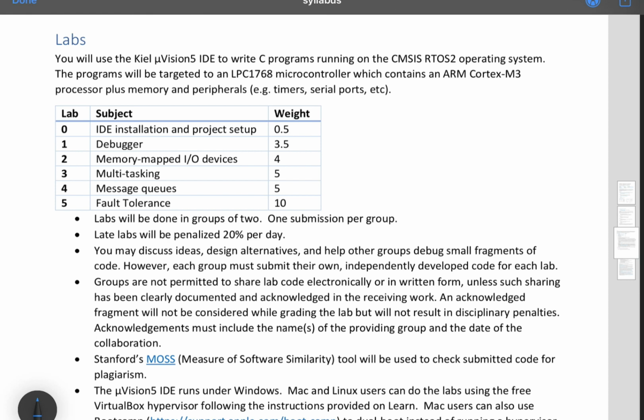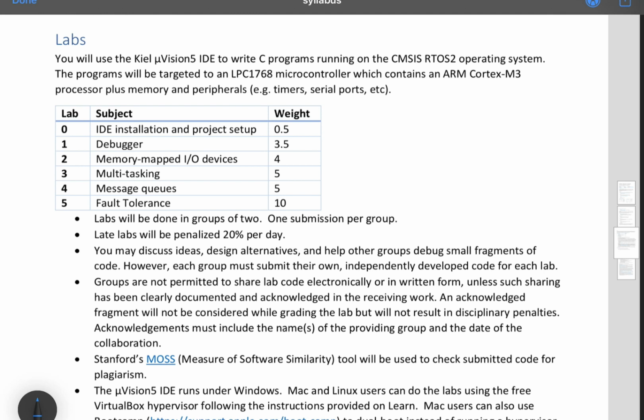So for the labs, you can see an increase in weight from 0.5 for lab 0, which is just to motivate you to find a partner early on, and then 3.5 and 4 and so on. I would say generally they increase in difficulty, and the last lab, as I said before, has the heaviest weight. Labs are done in groups of 2. You have 1 submission per group. Late labs are penalized 20% a day, so you want to get those in on time.